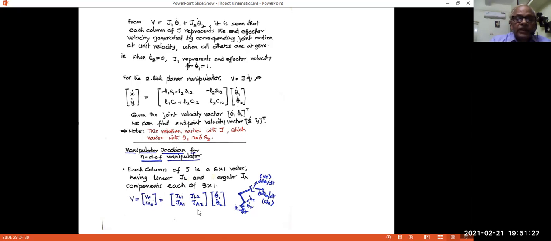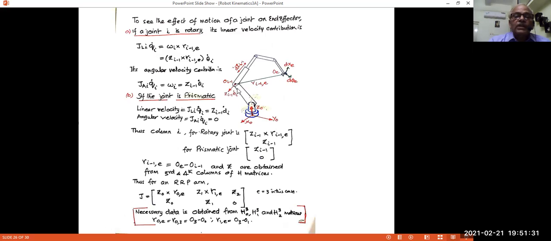Taking it that way, now look at a general n degree of freedom manipulator. We'll take one joint and see, if it is a rotary joint, how it will affect the endpoint linear velocity and angular velocity. Suppose this is a rotary joint and the angular velocity at this point is theta i dot.